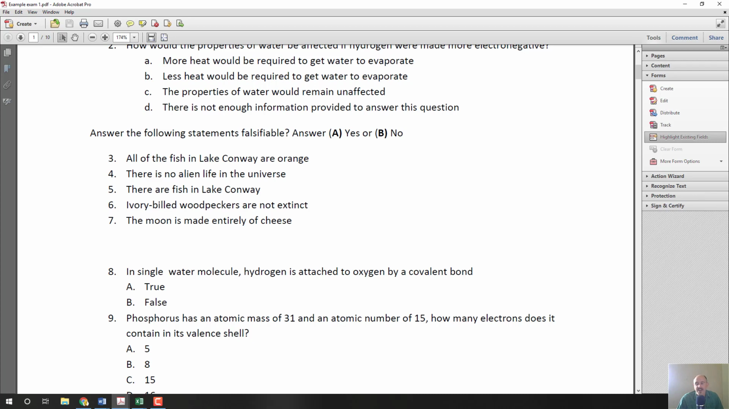Ivory-billed woodpeckers are not extinct. That's not a good falsifiable statement either, because to falsify that, to prove that wrong, you would have to find no ivory-billed woodpeckers. And once again, absence of evidence is not sufficient. The moon is made entirely of cheese. Yes, that's falsifiable. Why? Because if you go to the moon and you find a rock instead of a piece of cheese, you have falsified that statement.